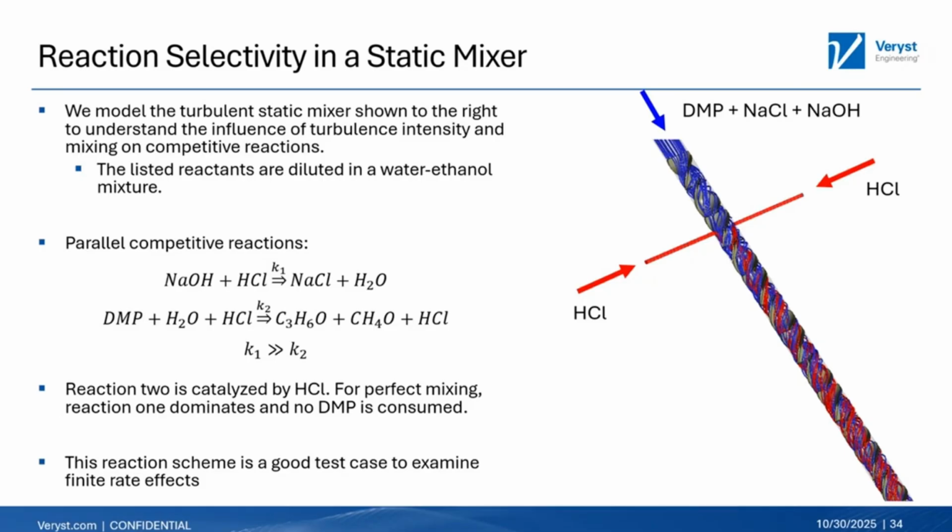So if the system is perfectly mixed, we should see no conversion of DMP at the outlet of the static mixer. That is, as soon as the HCl mixes with the primary stream, it should be converted into NaCl. But if we have poor mixing and the HCl can persist long enough to react with the DMP, then we should see some conversion of that at the outlet, by seeing acetone in the outlet stream. And so this reaction is really a great test case for understanding reaction selectivity and also understanding how our reaction modeling techniques can capture this type of behavior.